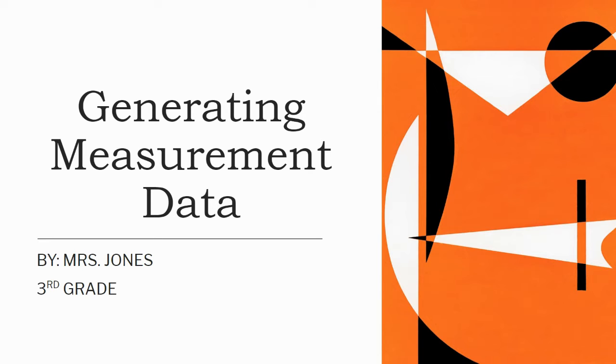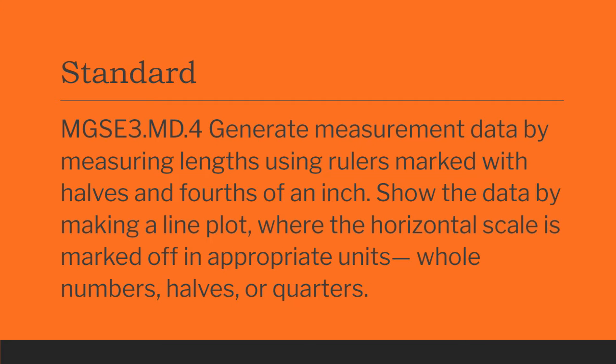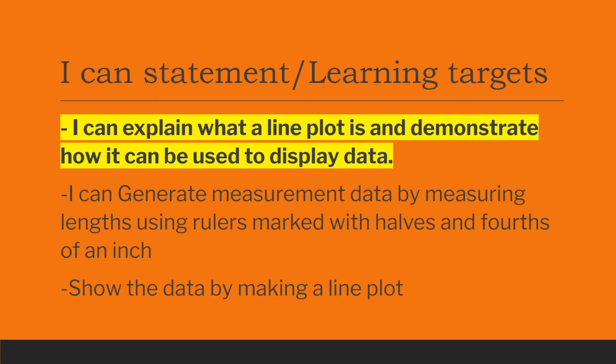The title of today's lesson is Generating Measurement Data. Our standard for today states we are going to generate measurement data by measuring lengths using rulers marked with halves and fourths of an inch. Show the data by making a line plot where the horizontal scale is marked off in appropriate units: whole numbers, halves, or quarters. By the conclusion of this series, you'll be able to explain what a line plot is and demonstrate how it can be used to display data. You'll be able to generate measurement data using rulers marked with halves and fourths of an inch, and you'll be able to show that data by making a line plot.